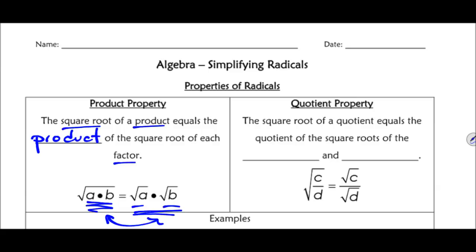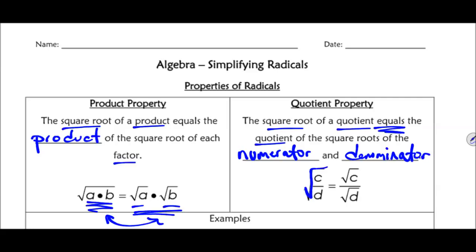It works the exact same way with a division problem. The square root of a quotient, or division problem, equals the quotient, the division between the square roots of the numerator and the denominator. So we can take the square root of the whole division problem, or we can split that into the square root of the top divided by the square root of the bottom. The operation still stays the same. It's still dividing those two. It just becomes two separate square roots.